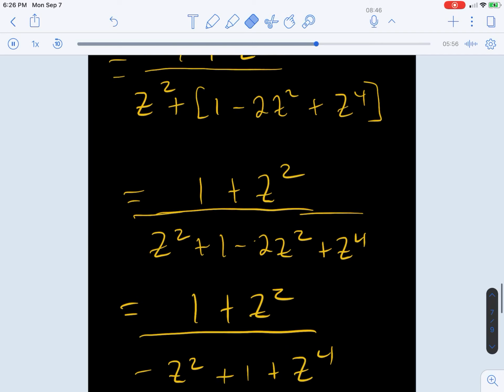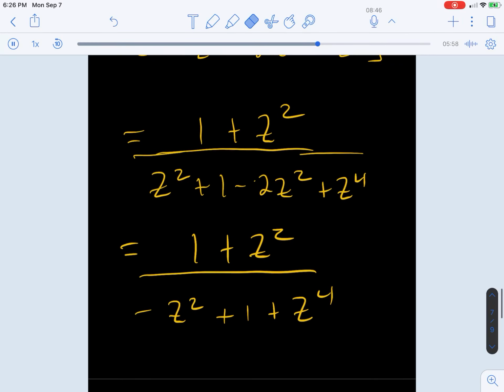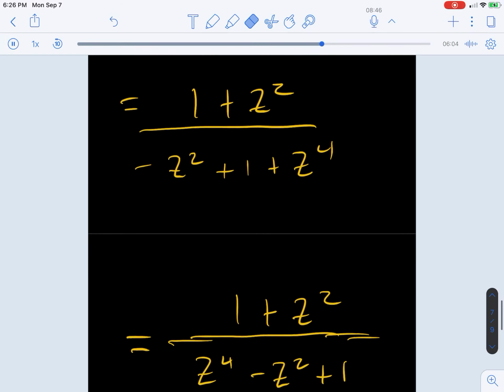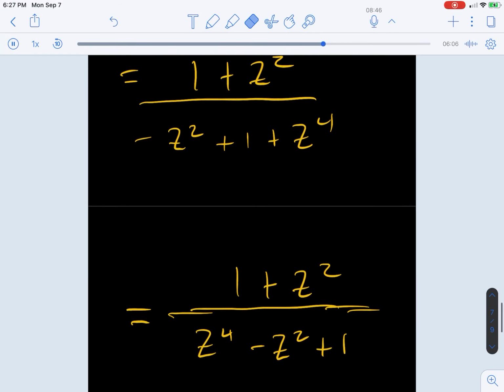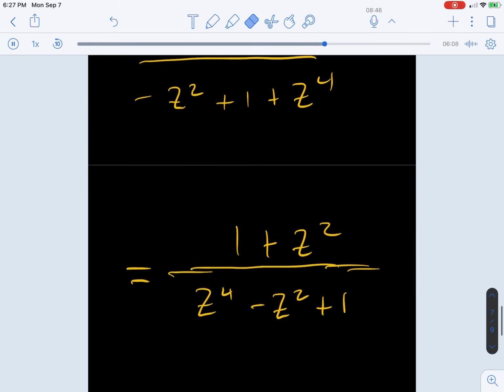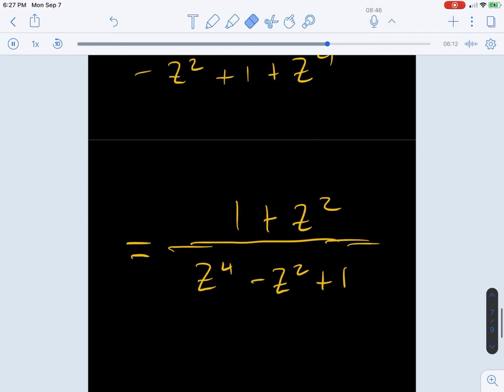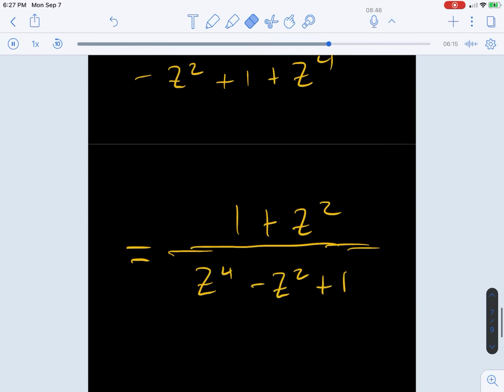Removing the brackets, now I can add up like terms, and there's only one, z squared minus 2z squared. Leaves me with a minus z squared, and that's my concluding answer. Sometimes it's good to write it out in descending order of exponents. That's fine.